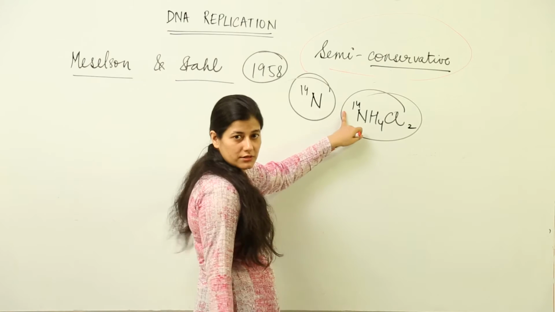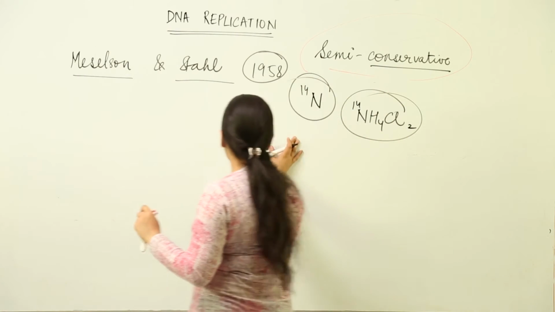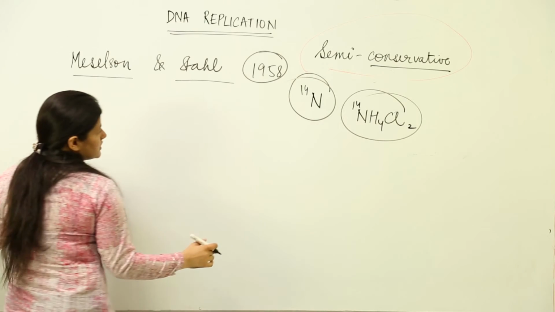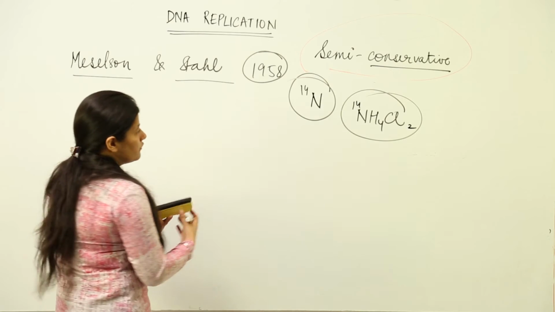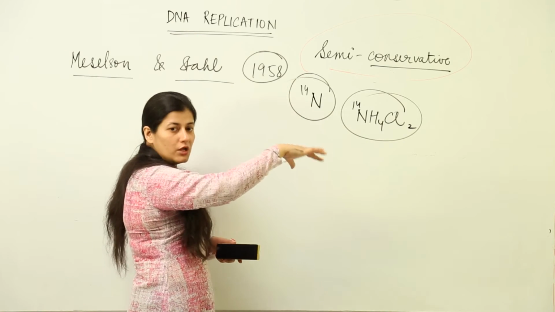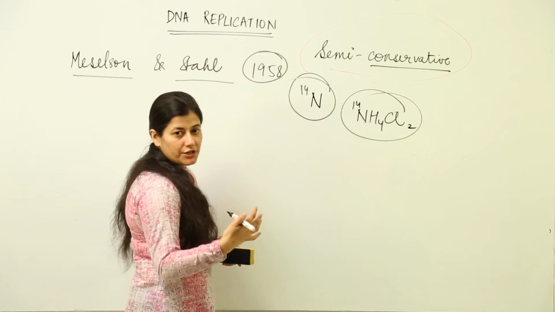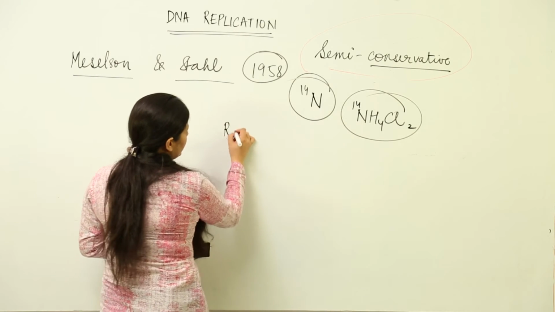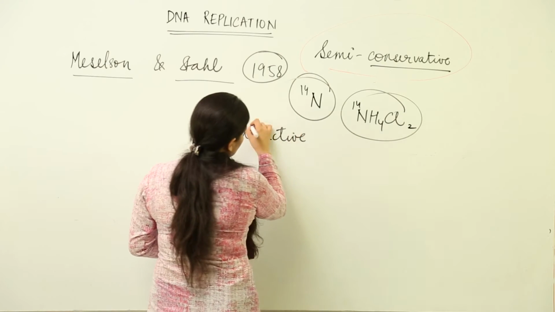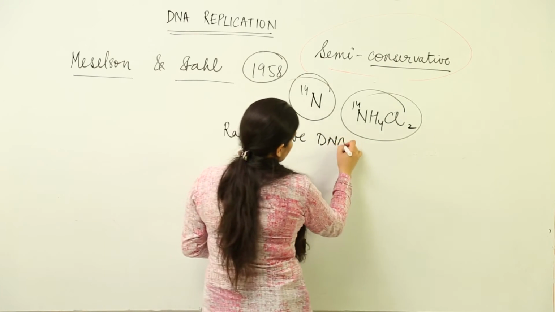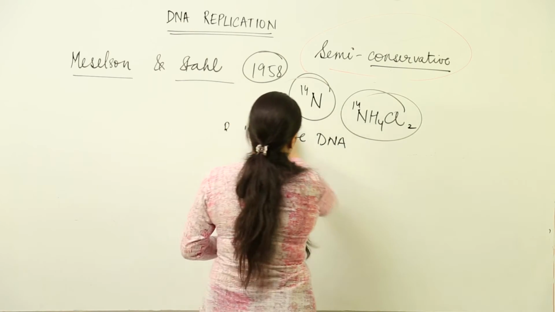This is the medium on which it is grown, and it contains radioactive nitrogen, which makes the DNA of E. coli radioactive. First of all, it is grown for a long time. All the E. coli which have grown on this, at least the later generations, will have radioactive DNA. Why? Because DNA uses the nitrogen. Now, enough E. coli has been obtained which contains radioactive DNA.